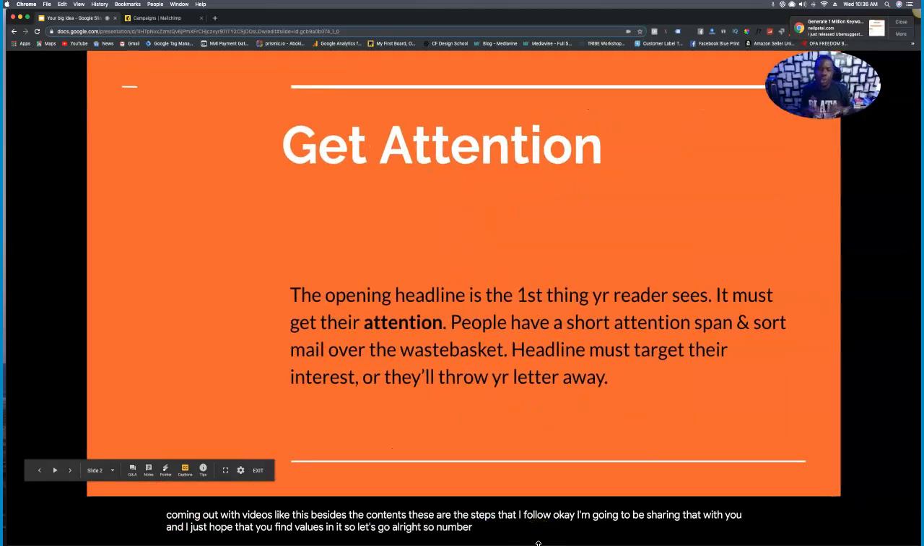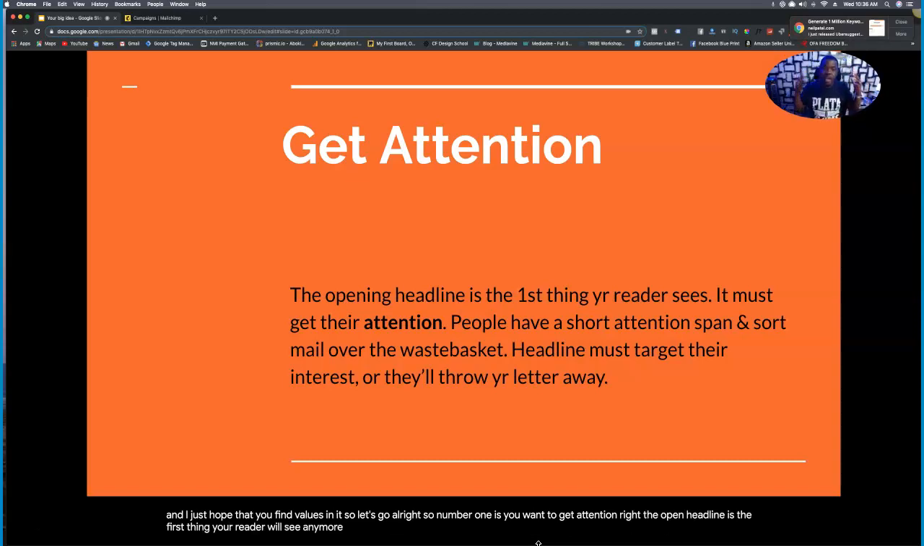So number one is you want to get attention. The opening headline is the first thing your reader will see, and it must get attention. People have a very short attention span. If you send out a lot of direct mail, you will see that you don't really get a lot of feedback, because people actually sort their mail over the wastebasket. If it's not an attention grabber, they drop it right in the waste bin. So you want to make sure that your headline gets attention. It's got to be a screaming headline that is packed with a lot of substance.